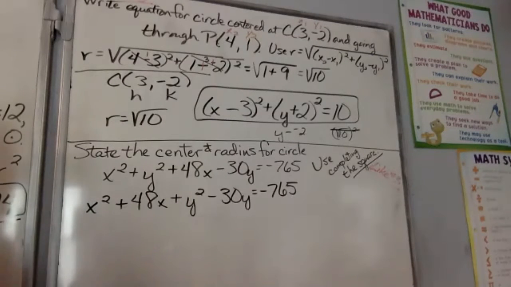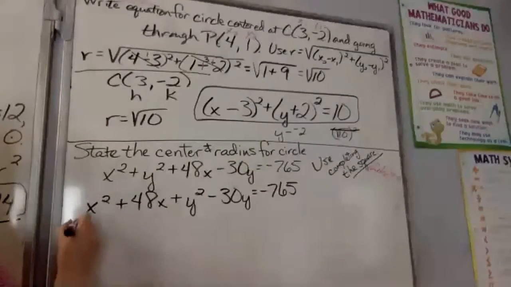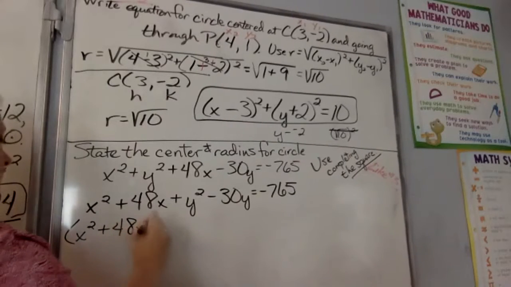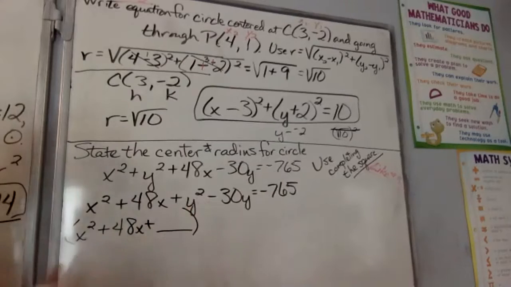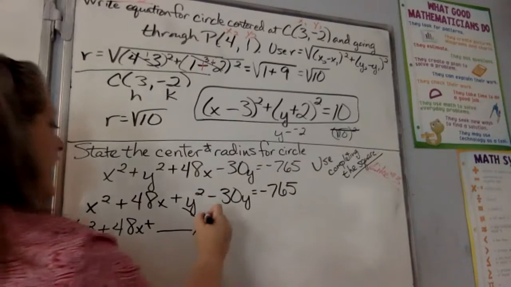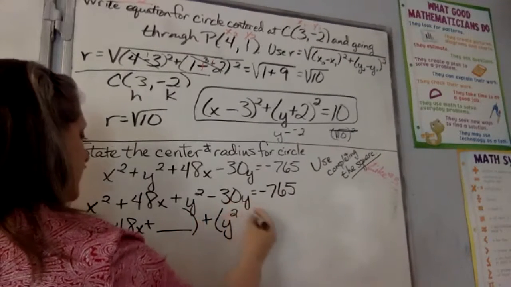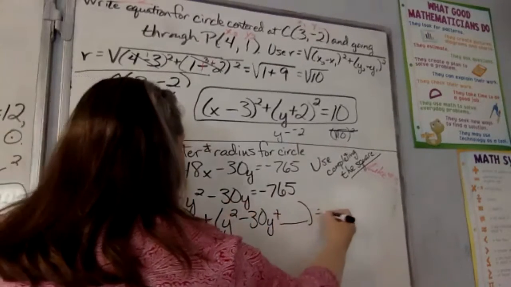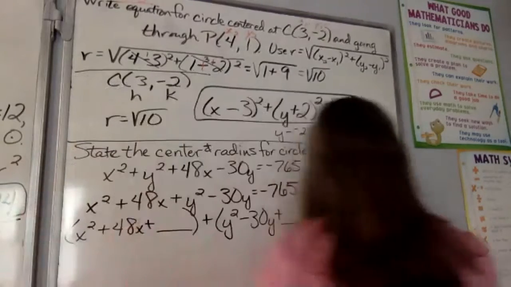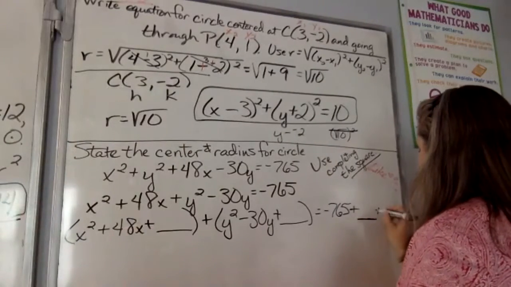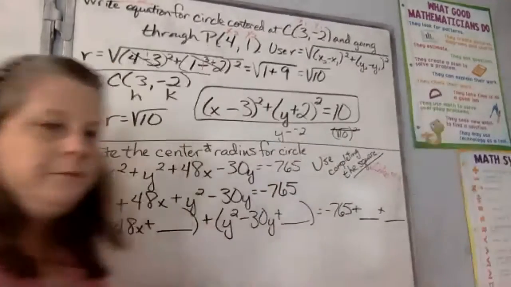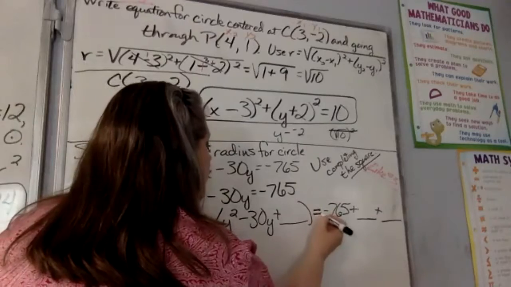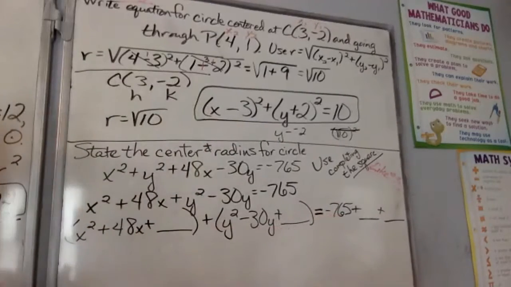Now, to complete the square, I'm going to group my x's together and complete the square, get a perfect square trinomial for that part. And then I'm going to do the same thing for my y's. So we're completing the squares for the x part and for the y part.